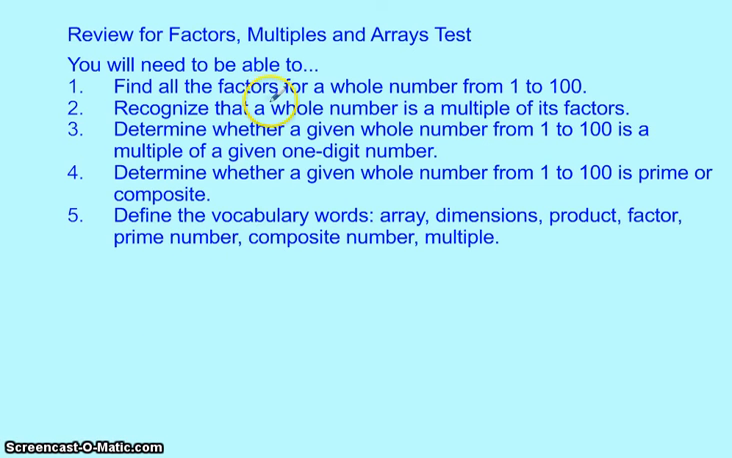Hey guys, this is your review for factors, multiples, and arrays test. Let's take a look at some of the things that you'll need to be able to do. Like for number 1 here, you need to find all the factors for a whole number from 1 to 100. So any number is fair game from 1 to 100.